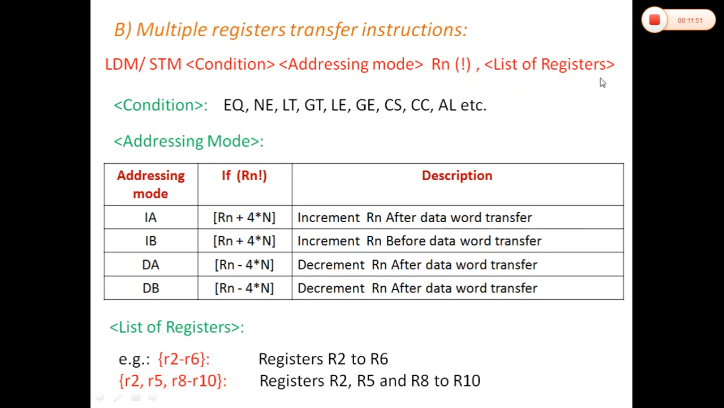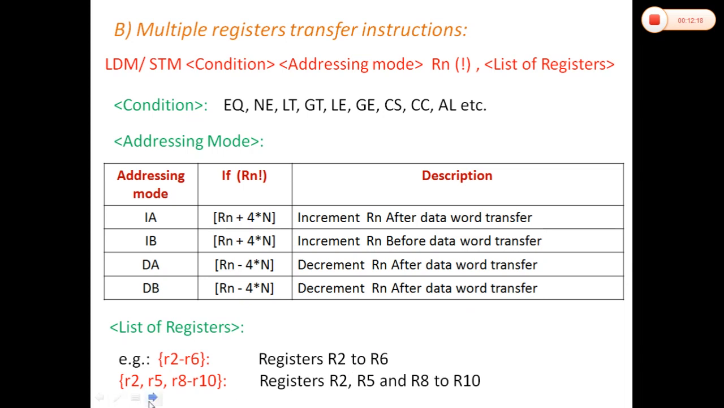The list of register field can be given like this. You have to mention the list of registers which are to be transferred to the memory, or to which the content of the memory is to be loaded. It can be given like this: R2-R6. So it means all the registers between R2 to R6 will be transferred to the memory, contents of these registers.